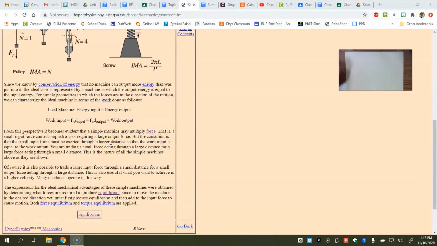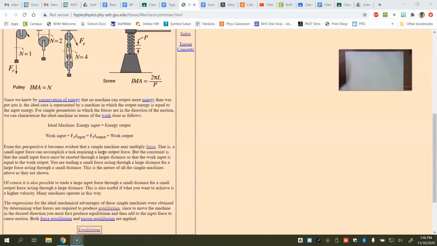So as you're looking to get some information, remember that the ideal machine is that the energy that we put into it is equal to the energy that we get out of it, and energy is really just work. We've been talking a lot about work, and so really it's a force times a distance is equal to a force times a distance. I think that was at the end of our video from our last notes.